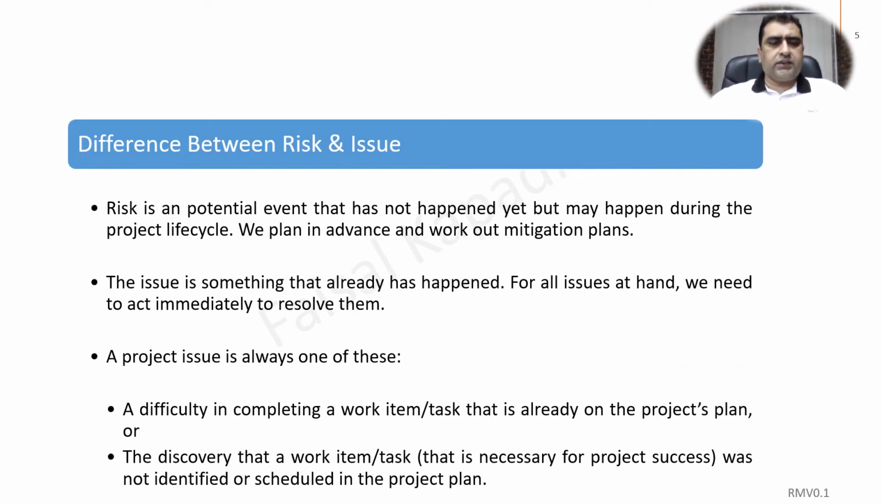So let's discuss the difference between a risk and an issue. A risk is a potential event that has not happened yet but may happen during the project life cycle. So we plan in advance and work out mitigation plans. The risk management process ensures the proactive behavior of project management.